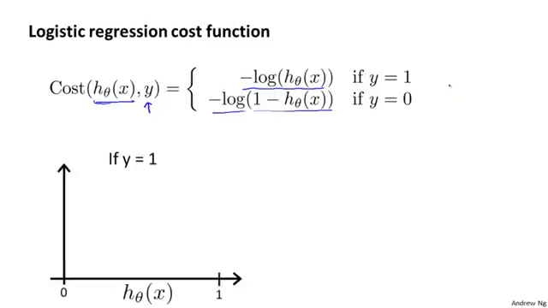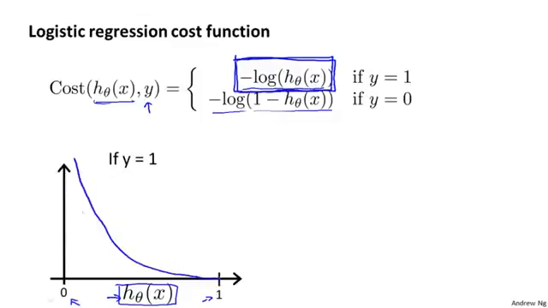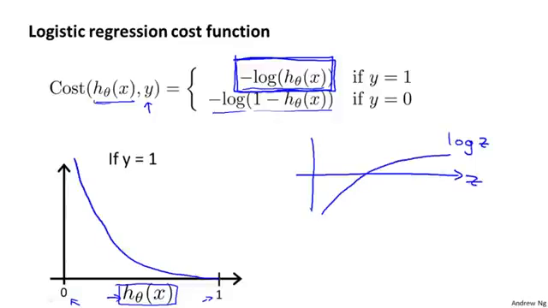Let's start off with the case of y equals 1. If y is equal to 1, then the cost function is minus log h of x. And if we plot that, let's say that the horizontal axis is h of x, so we know that our hypothesis is going to output a value between 0 and 1. Right? So h of x varies between 0 and 1. If you plot what this cost function looks like, you find that it looks like this. One way to see why the plot looks like this is because if you were to plot log z with z on the horizontal axis, then that looks like that, and it sort of approaches minus infinity, right?